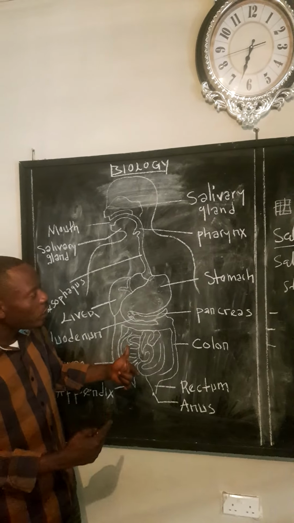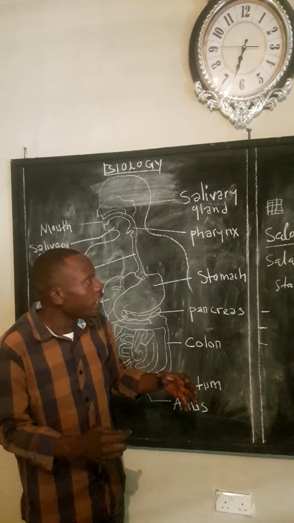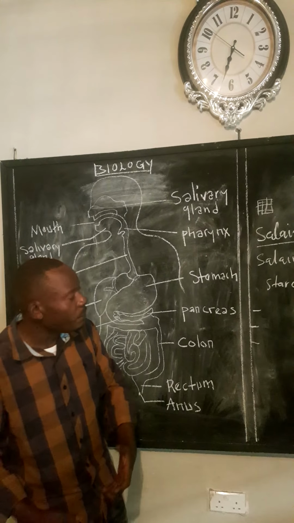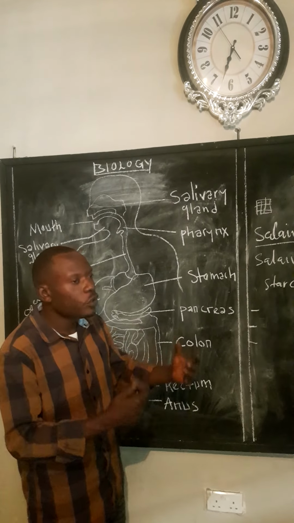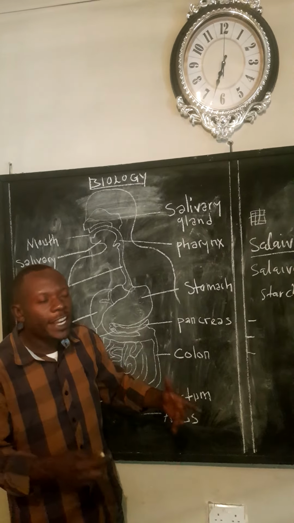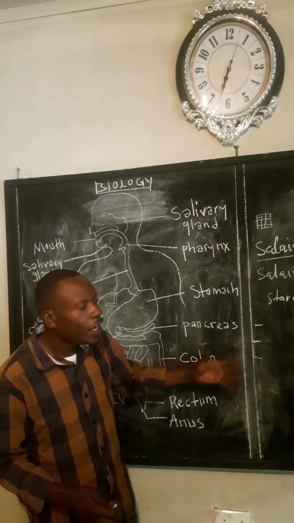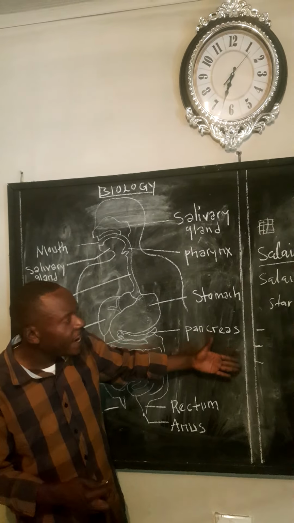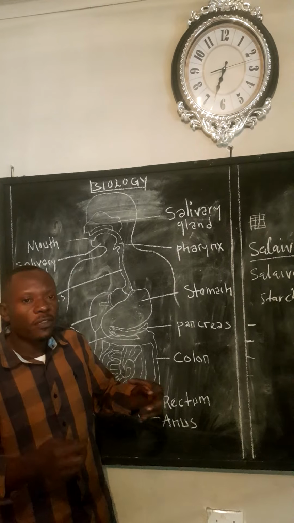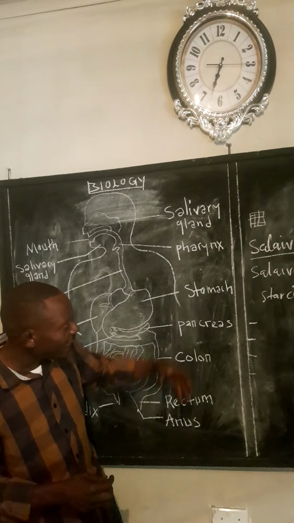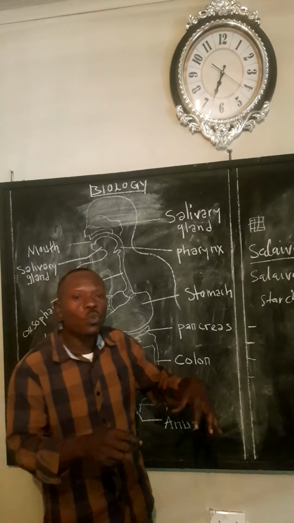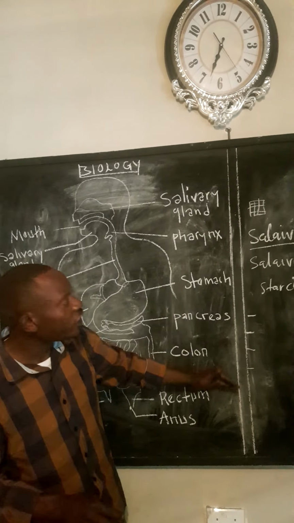In case the food is very hot, it is the saliva that cools the food so that the enzymes can work on it without being denatured. Because when the temperature is beyond the optimal temperature of an enzyme, the enzymes are likely to be denatured. So the saliva comes in to cool the food. The last one, the saliva also warms the food if the food is too cold, because an enzyme does not work in a low temperature. Those are the functions of the saliva.